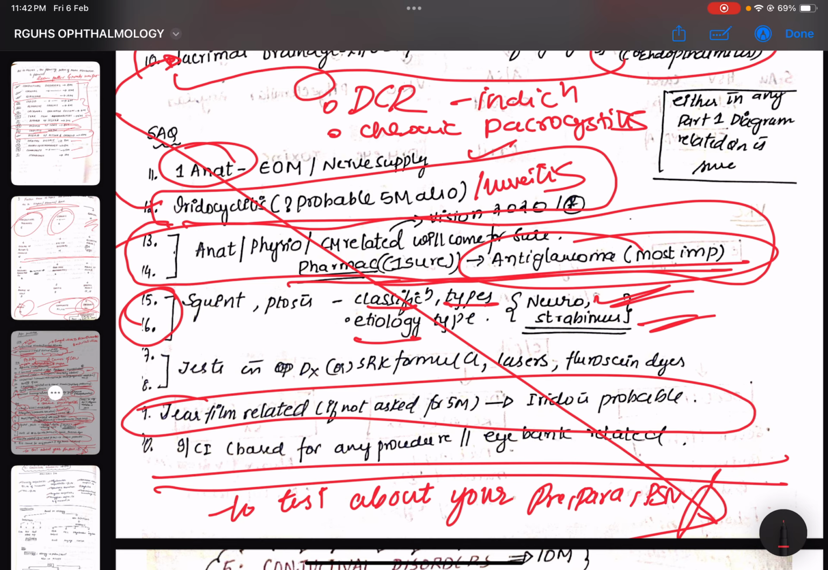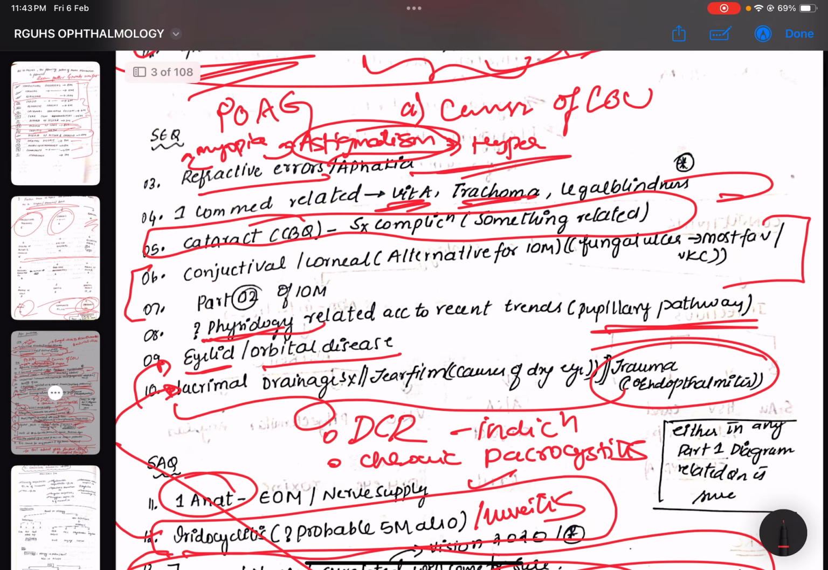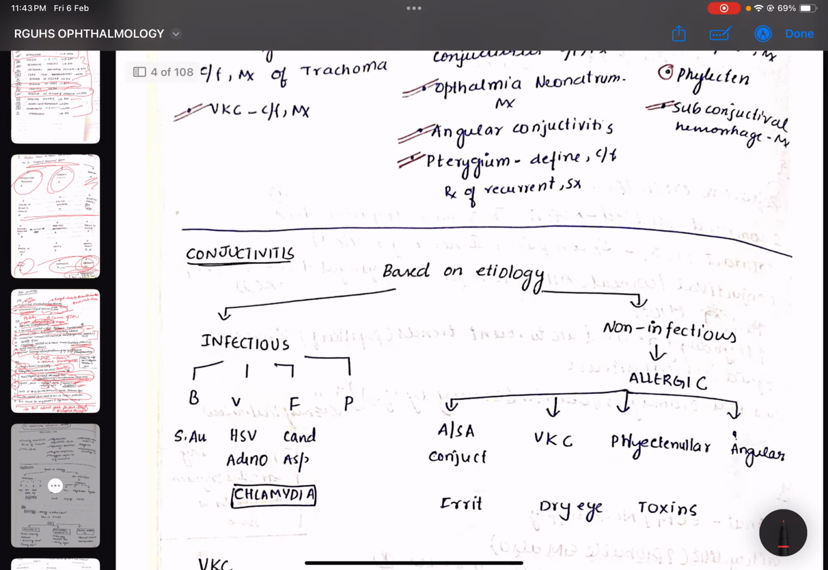your pre-para and PSM related, and surgical instruments or surgical procedure indication, contraindication. So if you know that, if you know the flow, I'm sure you can attempt all the 3 markers. Okay, so this is how it goes. So based on this, let us jump to the topic and discuss accordingly.